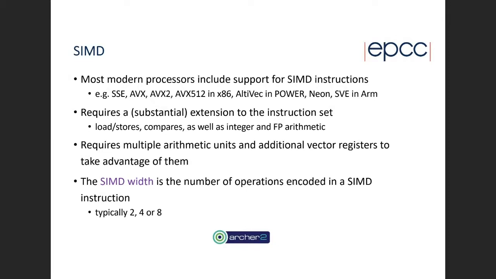Most modern processors include support for these. There are various AVX standards in x86 and x86 clones like the AMDs, and other architectures such as ARM support a different set of instructions, called SVE and NEON. These require a substantial extension to the instruction set. So we typically have SIMD loads and stores and SIMD compares, as well as all the integer and floating point arithmetic. It obviously requires replication of the arithmetic units and also some vector registers to take advantage of them, though on modern processors like the AMD Rome, the floating point registers are all vector registers in effect.